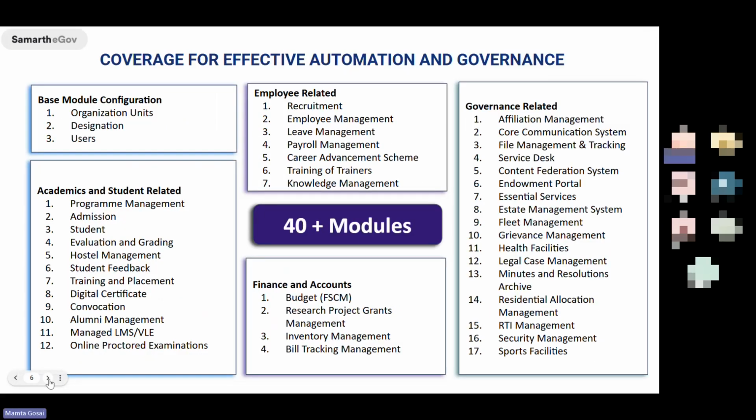So talking about the coverage for effective automation and governance, these are the modules. We have 40 plus modules in which there are four major domains. And as I discussed, the four major domains are academics and students related modules, employee related modules, then finance and accounts, and governance. So these are the four major domains that we have.